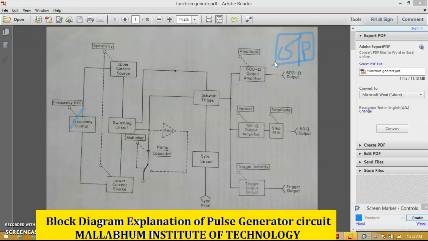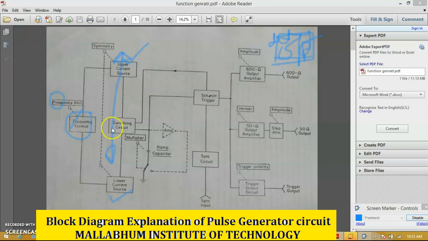Next is your upper current source, and in the lower part you can see your lower current source. Now these two are actually controlled from this frequency control. If we change the knob of the frequency, the sum of these two currents actually varies, which is finally responsible for the duty cycle of this output pulse or square wave, whatever it may be.